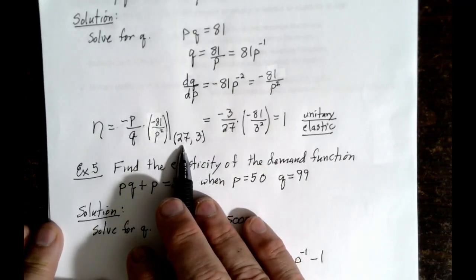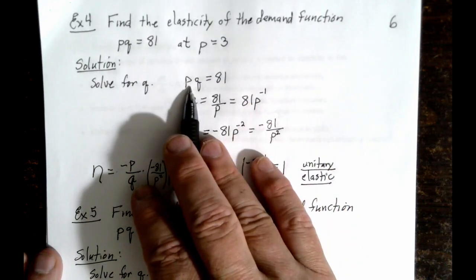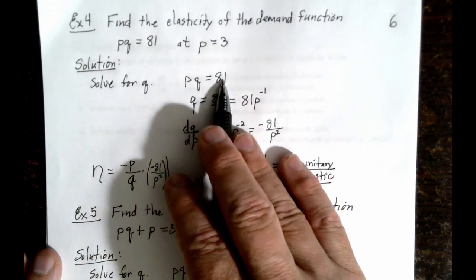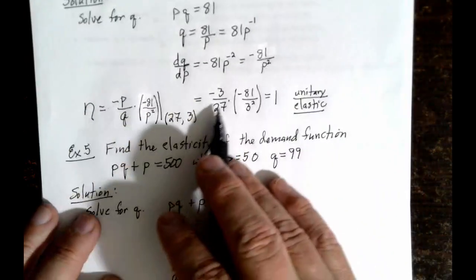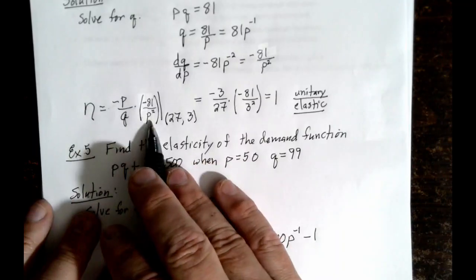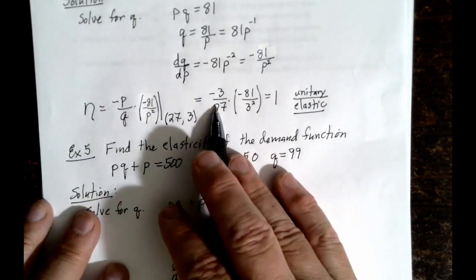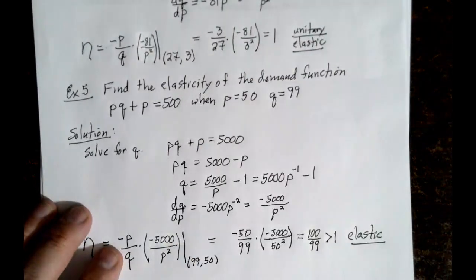Now how did I find Q is 27? Well, you plug in the one number you know, which is 3. 3Q equals 81, so divide by 3 and you get Q equals 27. So you plug in 3 for P, 27 for Q, and 3 for P there. Multiply it out and you get 1. So this one is unitary elastic.